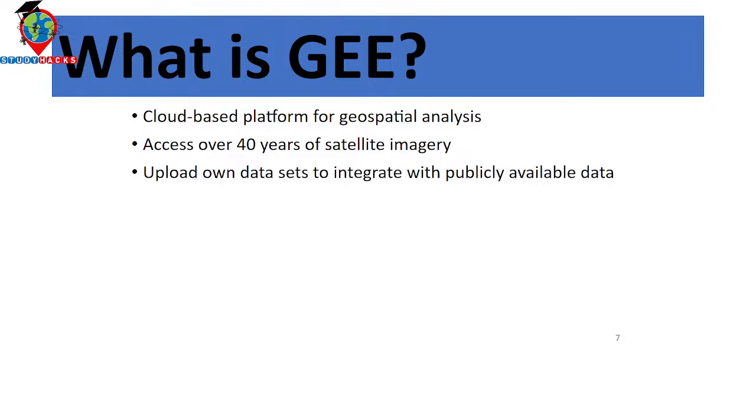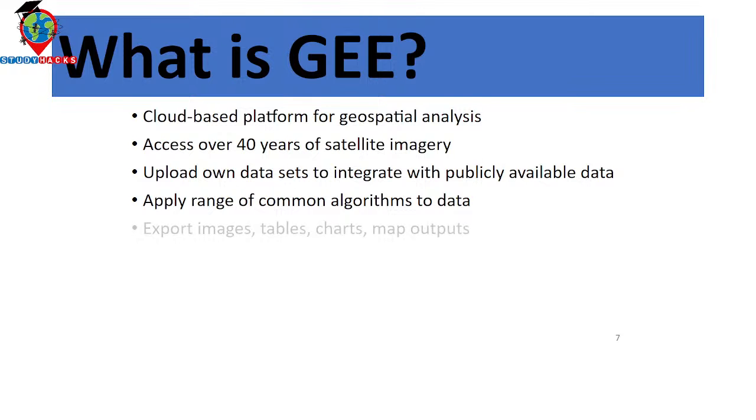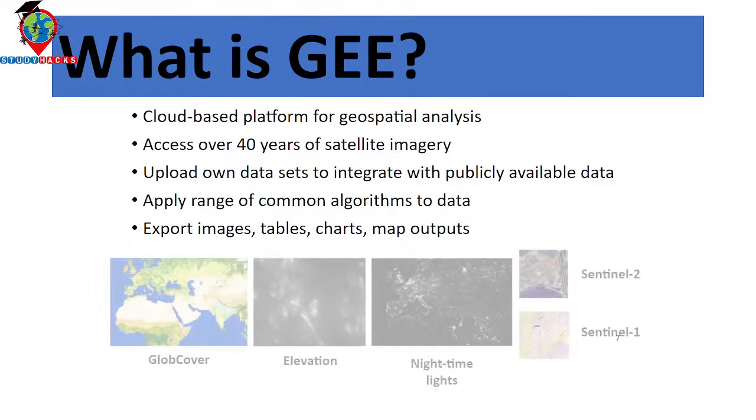And if you have your own dataset, you can easily upload it. Suppose you want to buy some high resolution satellite imagery, maybe SPOT satellite imagery or Maxar or any other high resolution satellite image. You can easily upload it to the Google Earth Engine platform and then work with it. And finally, you can apply different types of algorithms to your data, and you can easily export the results: images, tables, charts, map outputs, all of those things.